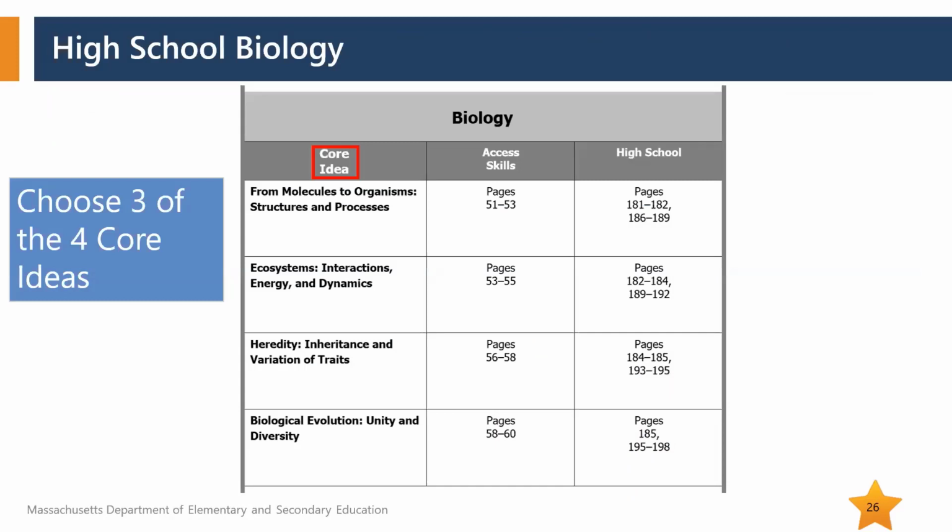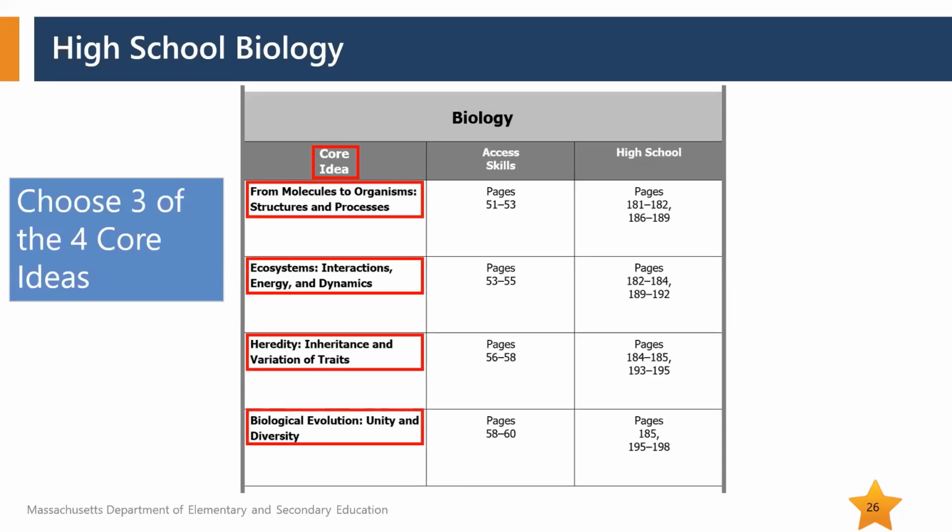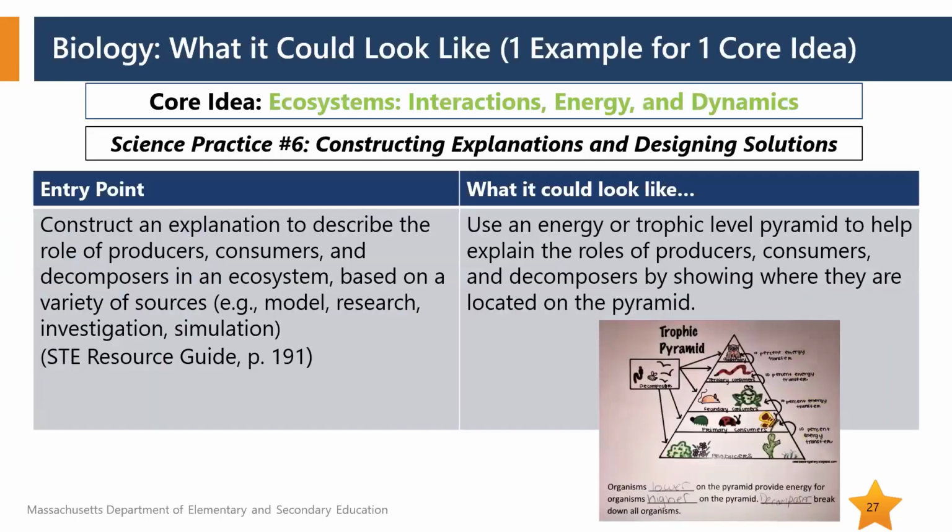So here's high school biology. Again, there's 4, but you're only going to choose 3. So you only have to do one, either introductory physics or high school biology. Just one of those if you're at high school. So same idea, core idea, one practice, but you are going to do 3 practices.